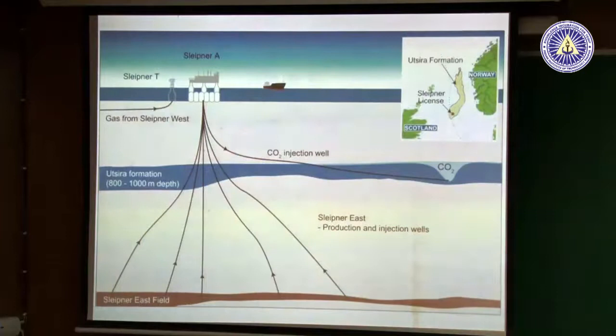And there's a wonderful story here which also brings in the finances. In about the early 1990s, the Norwegian government went to Statoil, the Norwegian oil company, and said, look, you happen to be taking natural gas out and burning off the carbon dioxide.